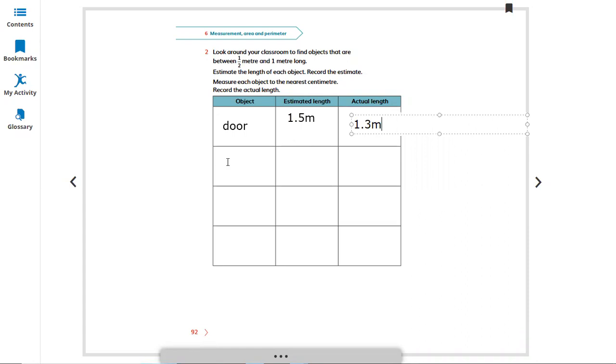Like this, you can write the table, the chair, the room, the whiteboard, the projector. Whiteboard, it's enough. You can find in the class the window also. So you can write here and then first estimate and then find the actual length.